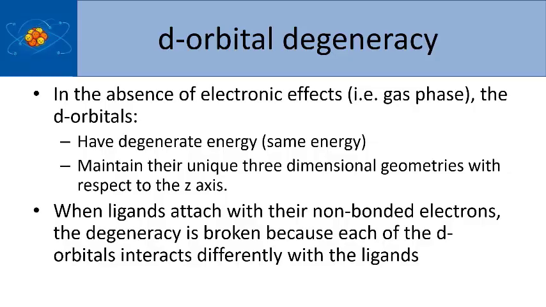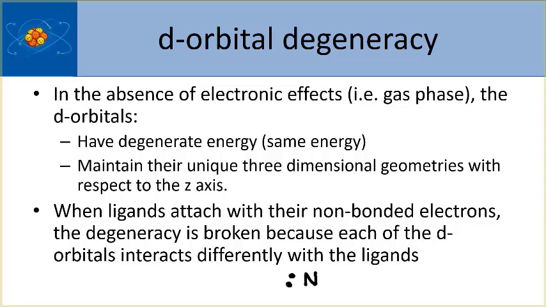So here's what happens. You have d orbitals and they're all degenerate and they all have a fixed orientation relative to each other. And then we imagine what happens when a ligand brings in its non-bonded pair to form a coordinate covalent bond. Remember, we talked about some ligands earlier in the lecture series, right?